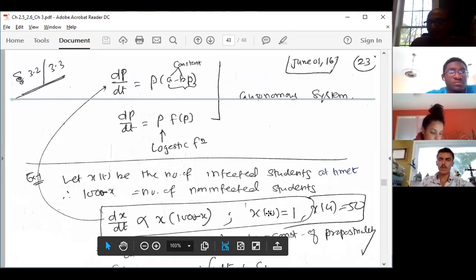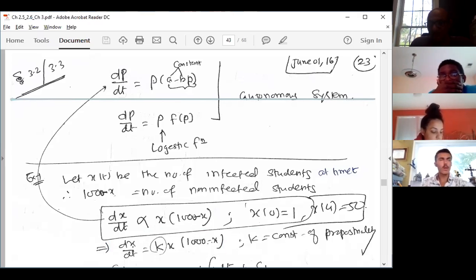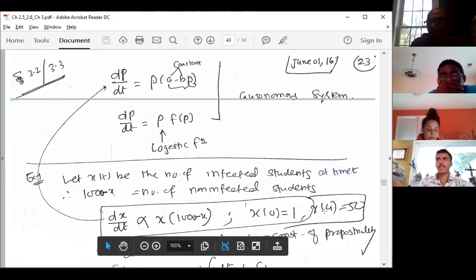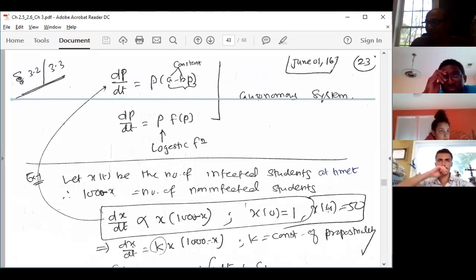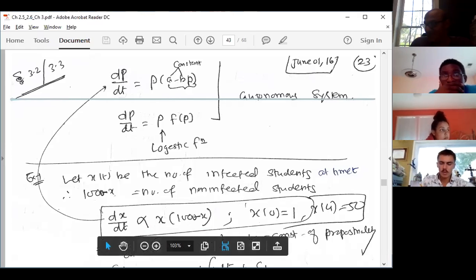Initially, when you all come to the campus and only one guy is infected, that means x(0) equals 1. After 4 days, 50 guys are infected. That's what it says, right? Rodriguez, go ahead. Determine the number of infected students after 6 days if it is further observed that after 4 days, x(4) equals 50. So x(4) equals 50 is the condition, and x(6), after 6 days, how many students will be infected? If you know this kind of statistical data, you can take some precautions. That way also, this is more important.